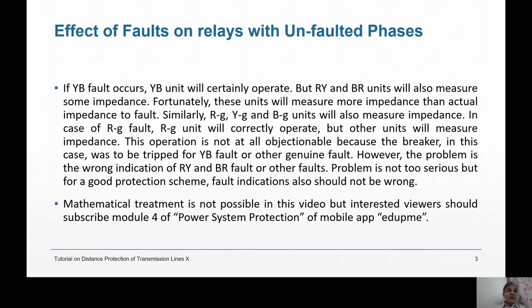But the seriousness is this: if the fault occurs very near to the relaying point, somewhere within 50% of the transmission line to be protected, then if a YB fault occurs, RY will also operate and BR will also operate. And it will show that they have operated. So you are confused whether YB has occurred, RY has occurred, or BR has occurred. Similarly, it will be for RG, YG, BG.